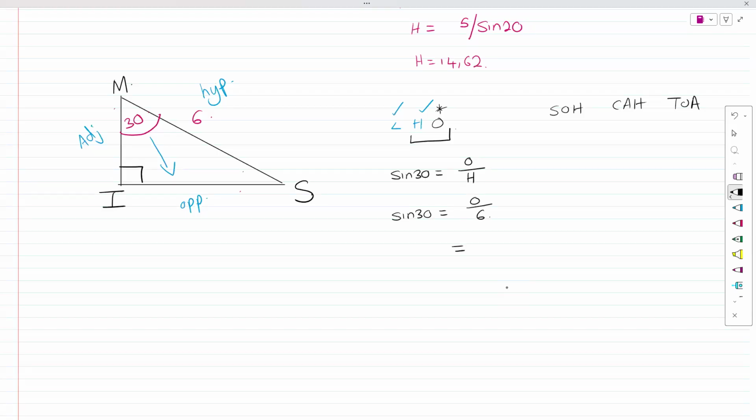And then how do we take it over? You can't take the O over, so I'll take the 6 over as times. 6 times sine 30 equals O. And then you work out 6 times sine 30, which is 3.